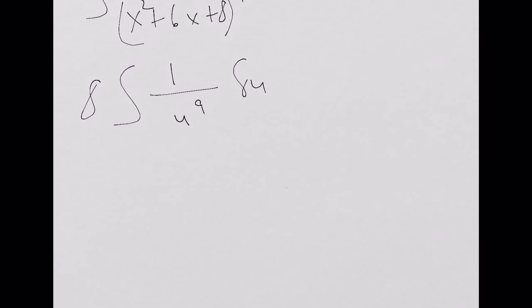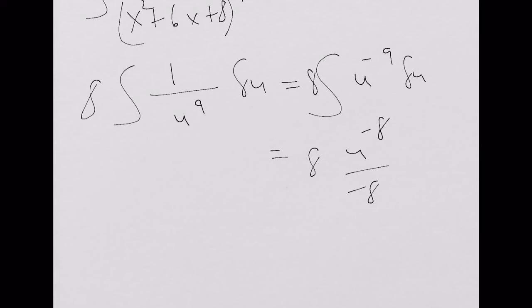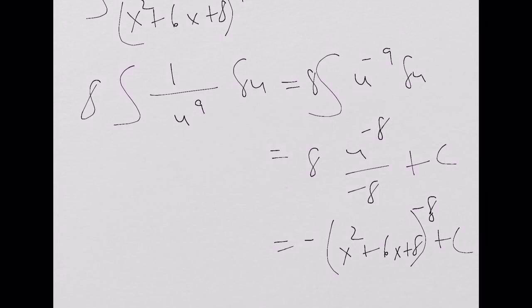So I can make this one look a little different. U to the negative 9 du, and now I can use my power rule. So I have 8 u to the, if I add 1, I get negative 8, and I divide by negative 8, plus c, and lastly, say what my u is. Oh, and my 8's kind of cancel out too, right? So I have negative x squared plus 6x plus 8 raised to the negative 8 plus c would be the antiderivative, and that's what we're finding in most of the ones from chapter 5.